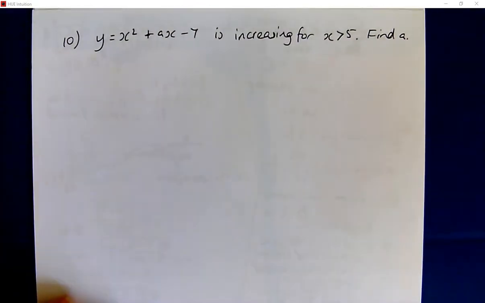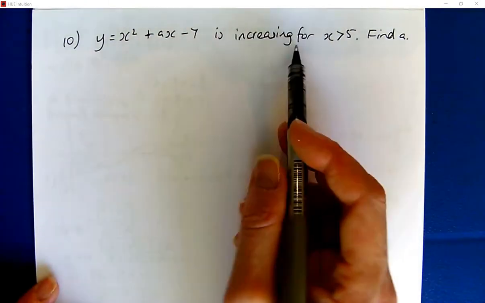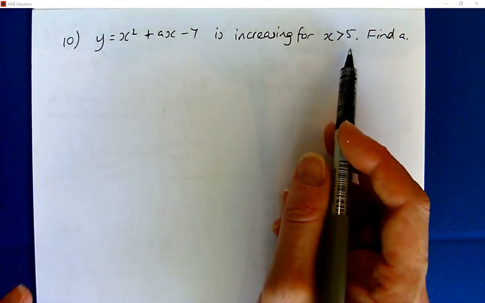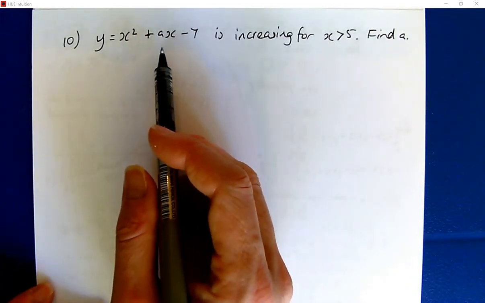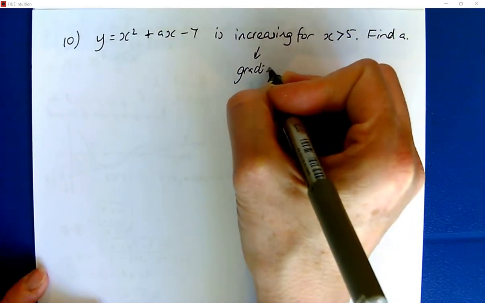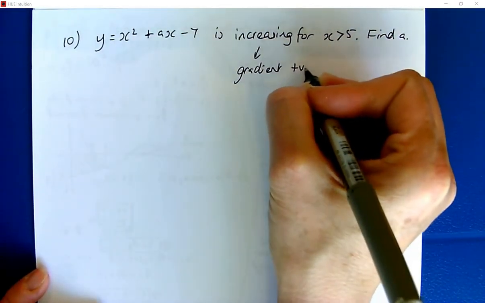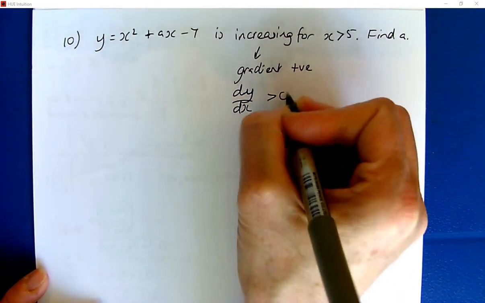Alright, this is back to front of the previous one. So we've got another quadratic. We're told it's increasing when x is greater than 5. So we've got the answer, and we need to find out what this mystery number a is. Okay, so we do the same thing. So increasing, the gradient is positive. So that means dy by dx is greater than 0.